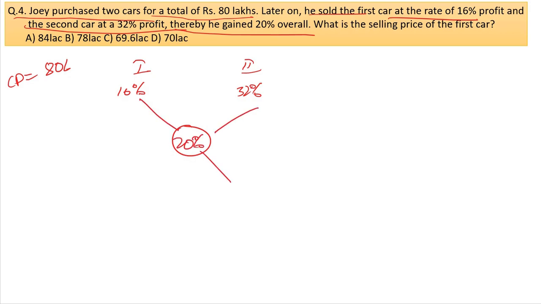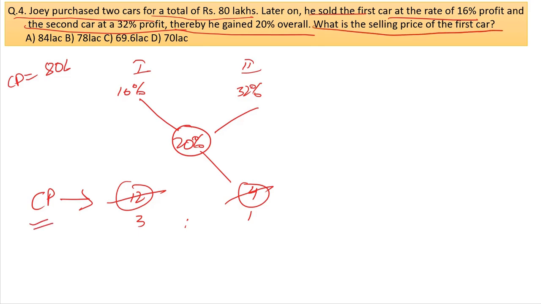Let us take the difference here. 20 minus 16 is 4. 32 minus 20 is 12. 4 ones are 4, 4 threes are 12, so we have 3 is to 4. This is the cost price ratio, but the question is asking what is the selling price of the first car. So we have the cost price ratio, but we need the selling price.